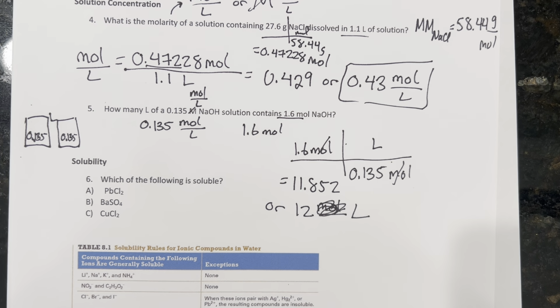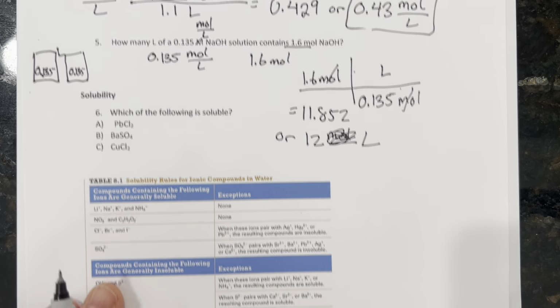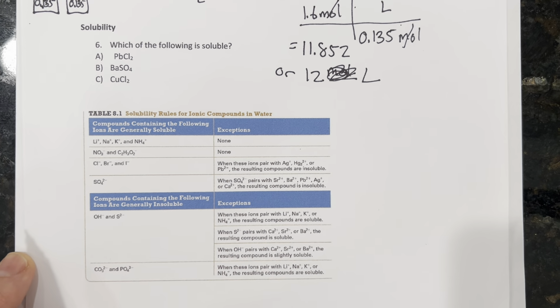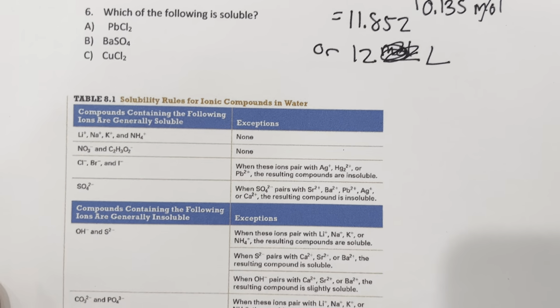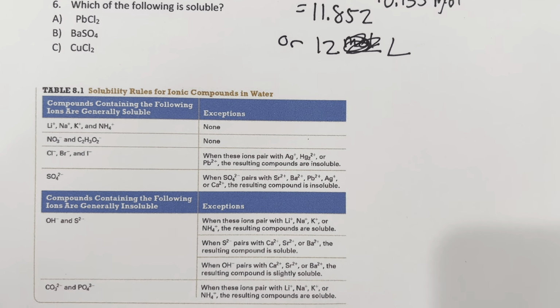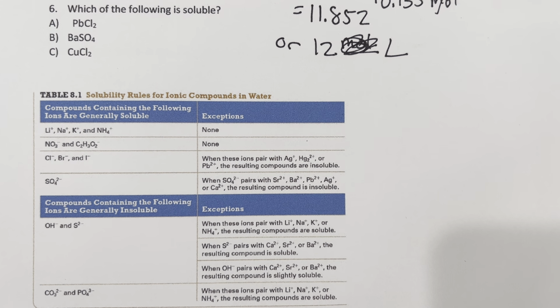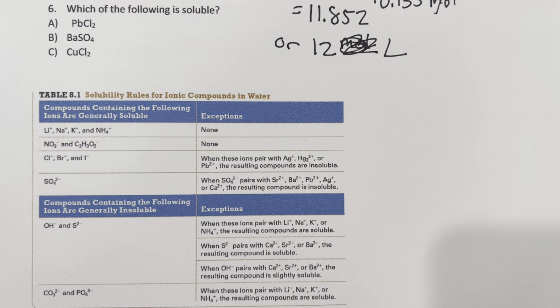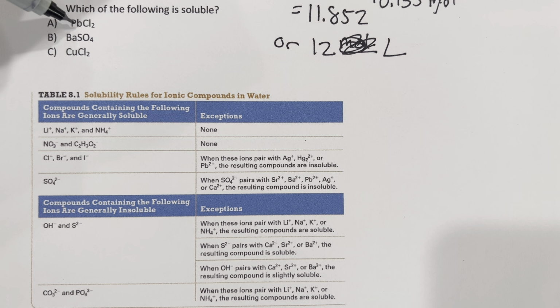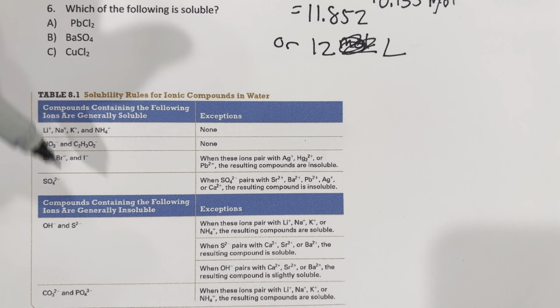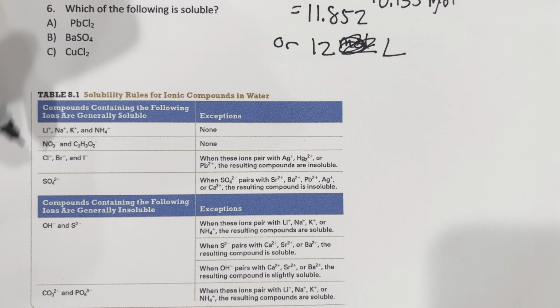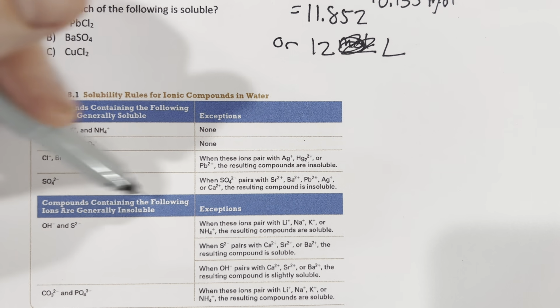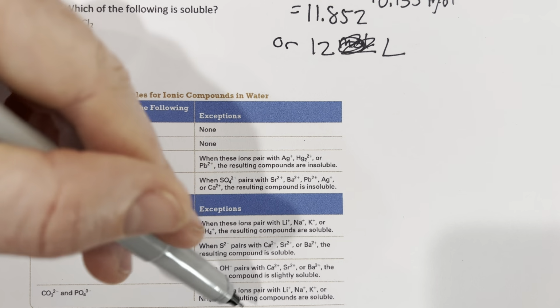Okay, on to solubility. It says, which of the following is soluble? So here, that's where you're going to use your solubility chart. It's very helpful if you memorize some of it, all of it preferably, but it'll be given to you on the exam. Remember, you look at both ions. You got a lead and you got a chloride, and you see what you see first. I see chloride first. Chloride is normally soluble. Everything up here is normally soluble. Everything down here is normally insoluble. But these are the exceptions where they're the opposite.